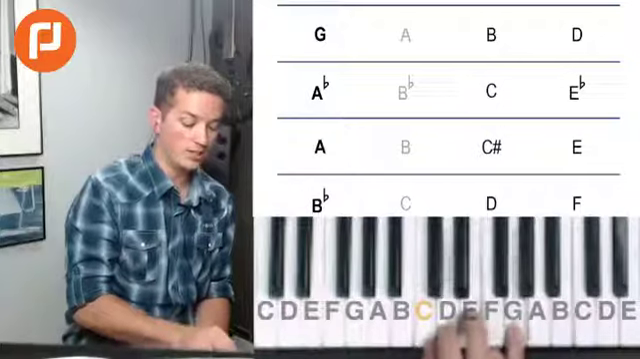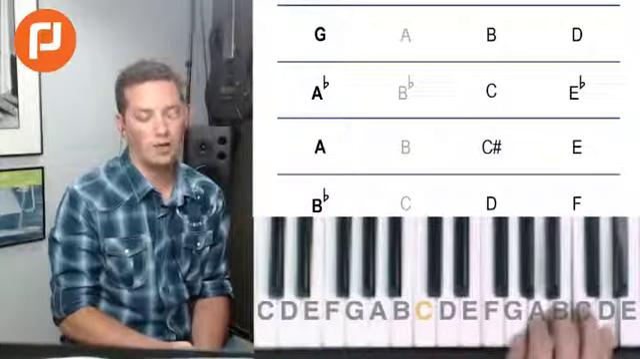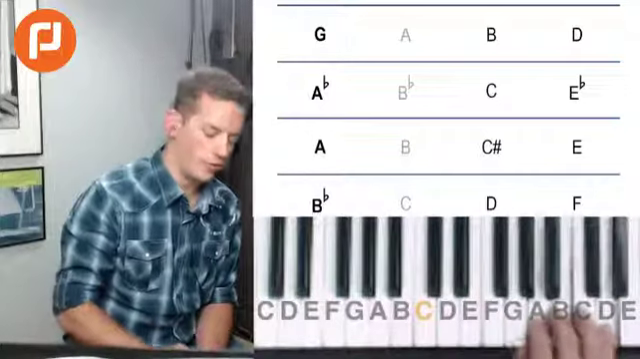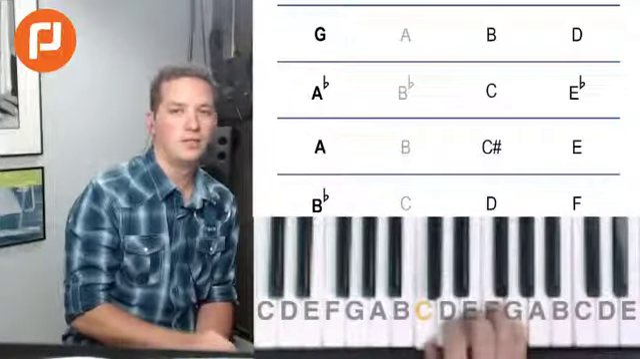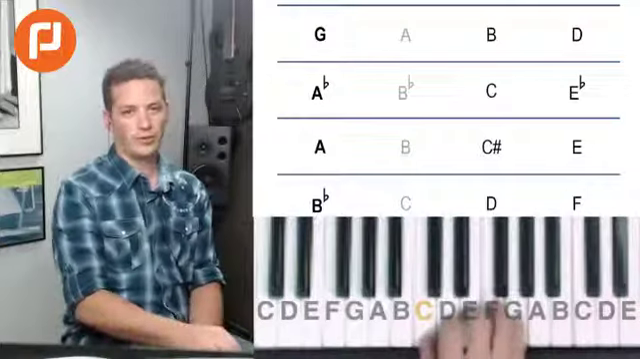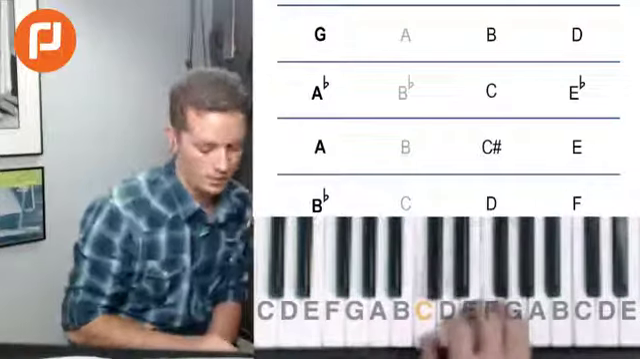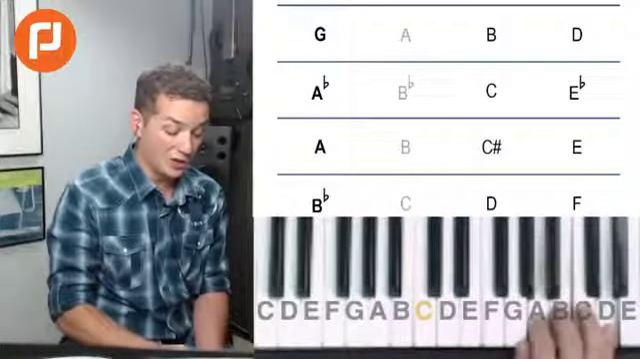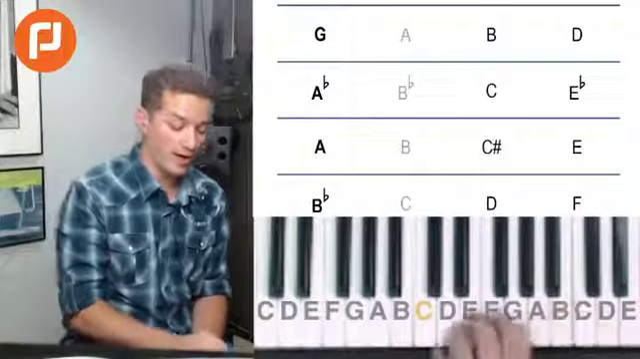It's just the C, and then 1, 2, 3, 4. 1, 2, 3, 4. Now at this point, you can do anything you want with the 1, the 2, and the 3, and the 5.